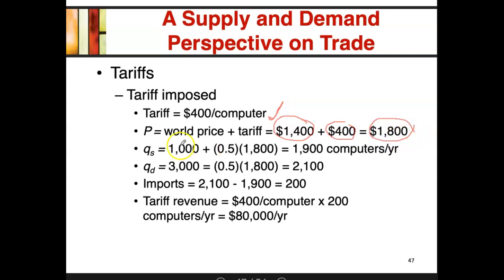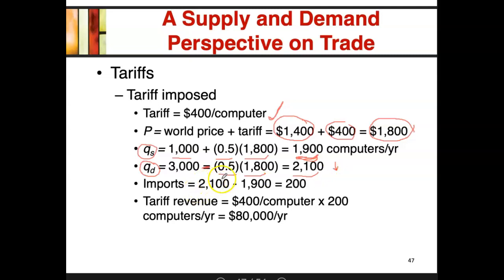So now, using the same steps, we try and find quantity supplied at the world price. It's going to be 1,000 plus 0.5 times 1,800, and we have 1,900. So production actually increases just a little bit. But what happens to demand? We have 3,000 minus 0.5 times 1,800, and we have 2,100. So demand actually decreases because it's relatively more expensive now.